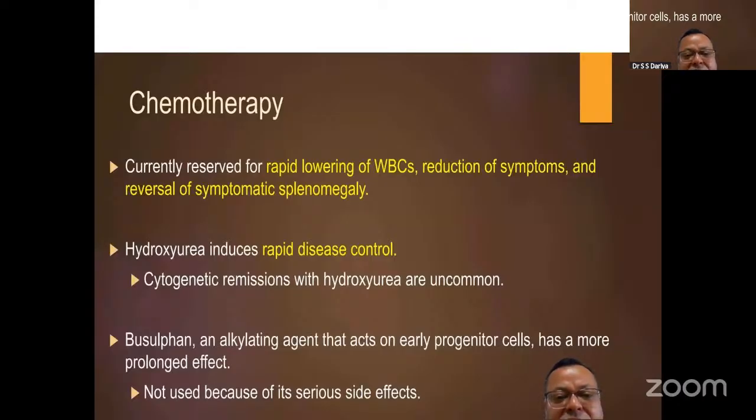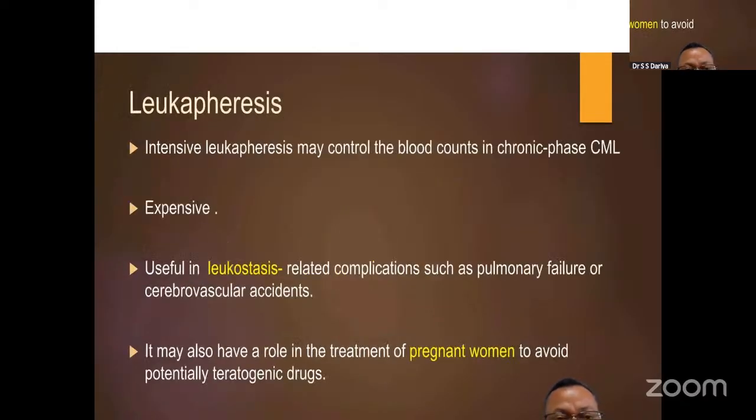Chemotherapy is currently reserved for rapid lowering of WBCs, reduction of symptoms, and reversal of symptomatic splenomegaly. Hydroxyurea can induce rapid disease control, but cytogenetic remission with hydroxyurea is very uncommon. Busulfan also acts on early progenitor cells with a more prolonged effect. Leukapheresis: intensive apheresis may control the blood counts in chronic phase CML. It is very expensive, but it is useful in leukostasis-related complications like pulmonary failure or CVAs. It may also have a role in treating pregnant women, to avoid potentially teratogenic drugs.